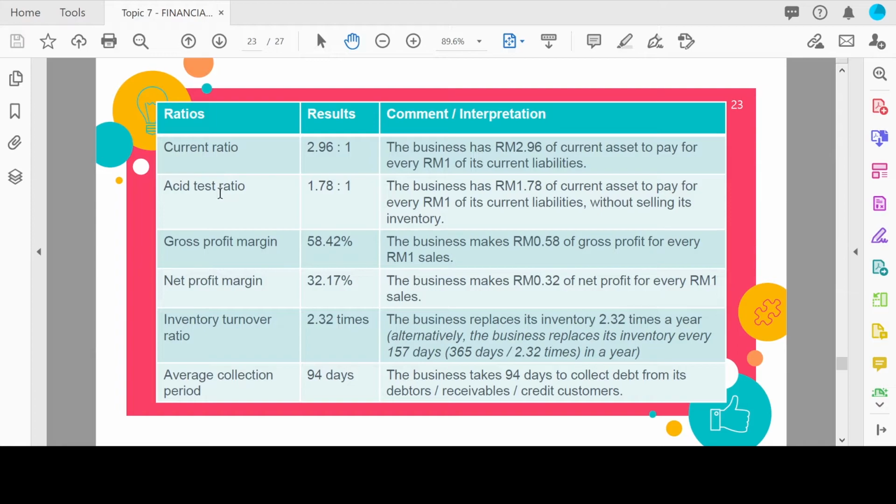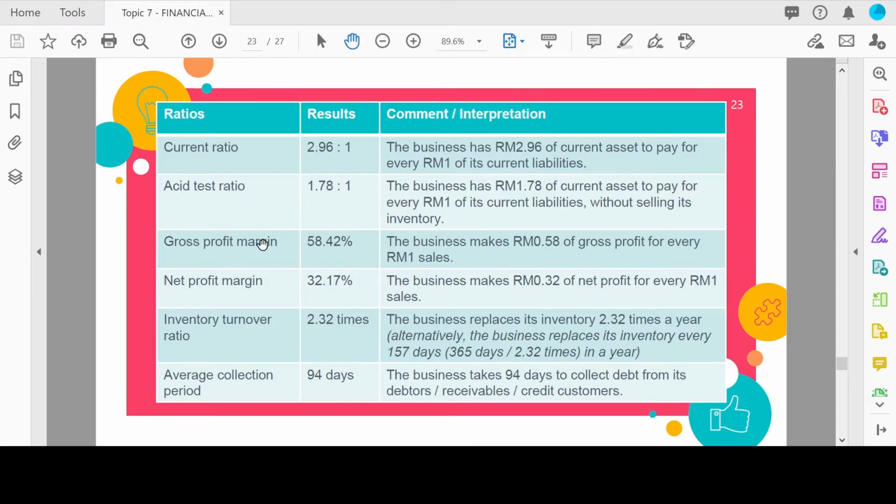All right, what about the acid test ratio? Using only the liquid assets, do we have enough to cover the current liabilities? Yes, the result is 1.78 to 1. Even after you pay for your current liabilities of this 1 ringgit, you still have a balance of 0.78. Another explanation is the business has 1 ringgit 78 cent of current assets to pay for every 1 ringgit of its current liabilities without selling its inventory.